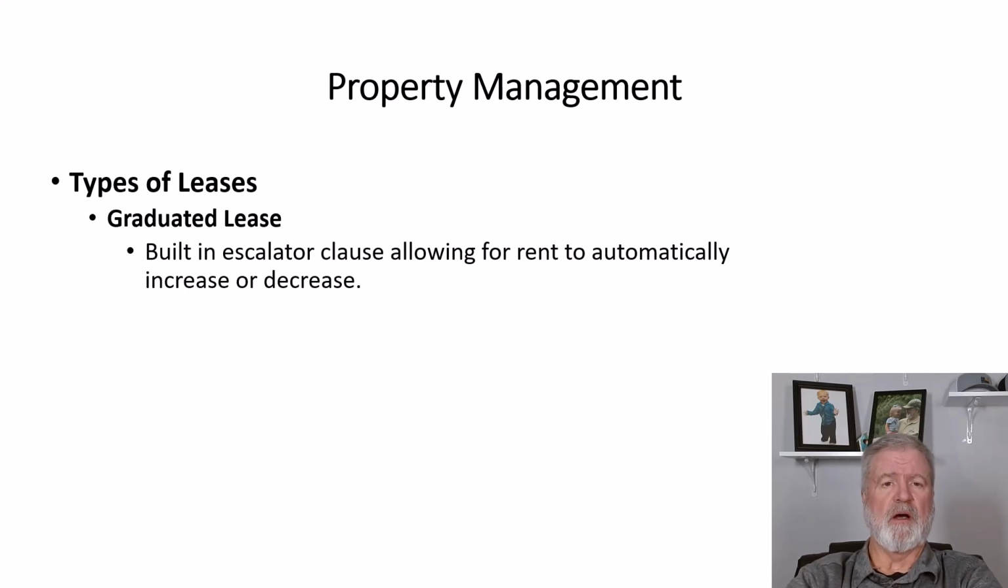Well, there'll be a provision in that lease that says that starting year 2, the rent will go up 3%, 5%, whatever amount they decide for it to go up. But an escalator clause just means there's some built-in provision that will create an increase, or potentially a decrease, but typically it's an increase in rent that will automatically go into effect after a certain period of time. Okay. So a graduated lease just means there's an escalator clause in the lease.